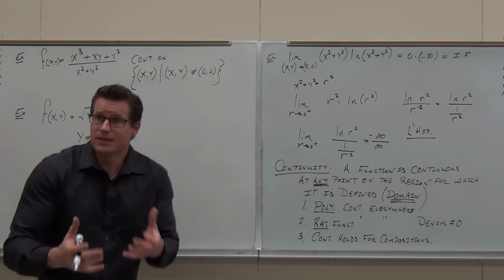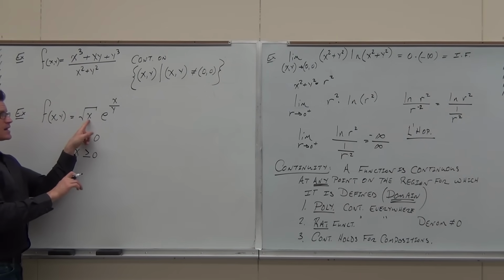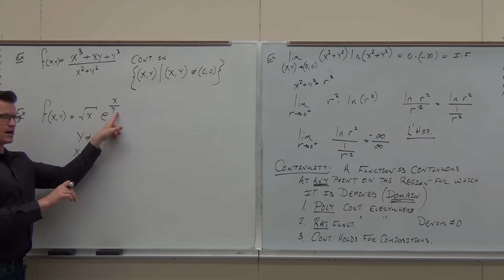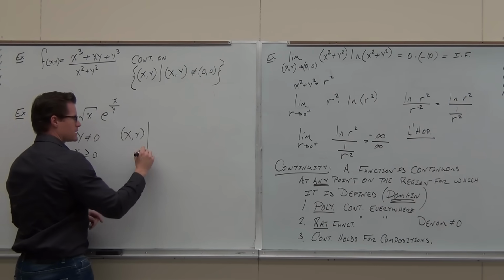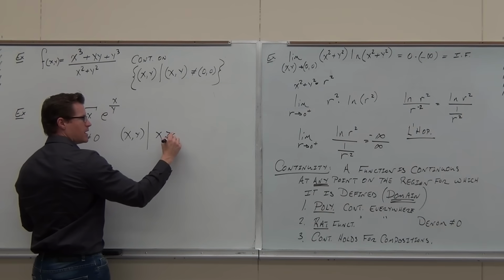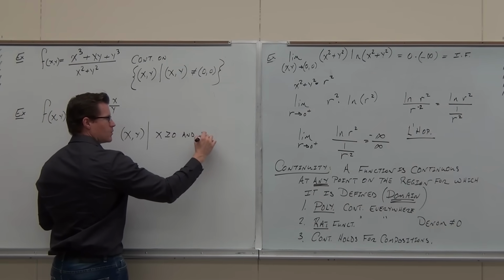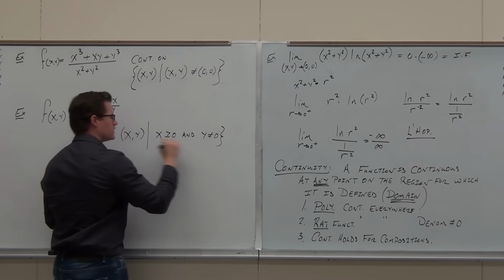That's it. That's literally it. The only things we have here are x has to be greater than or equal to 0, and y cannot be 0. So we have any ordered pair such that x must be nonnegative and y cannot equal 0.